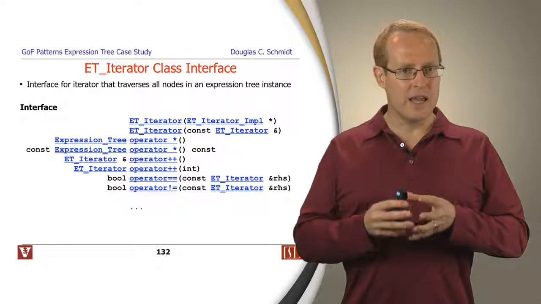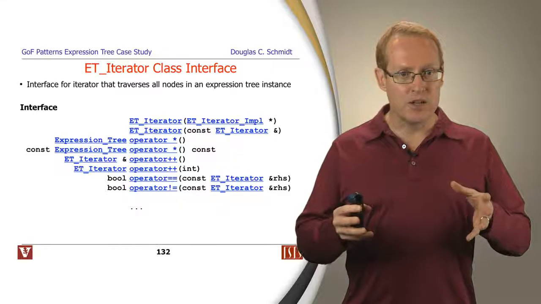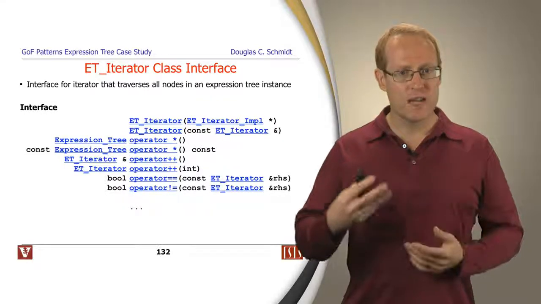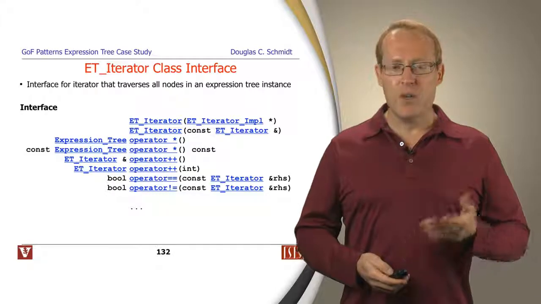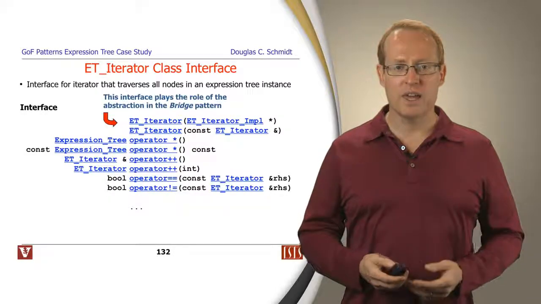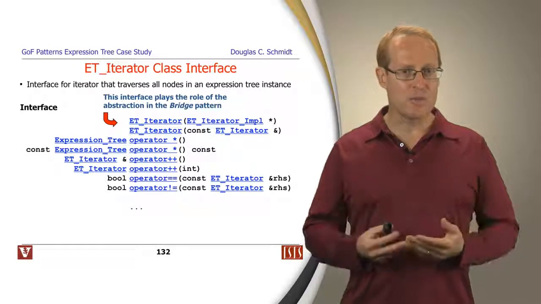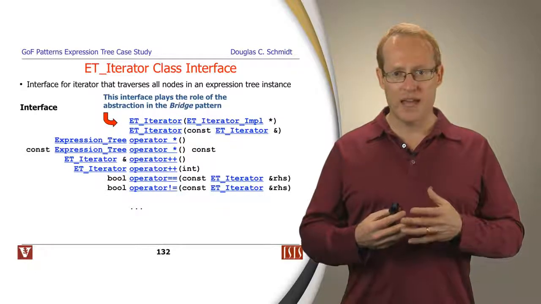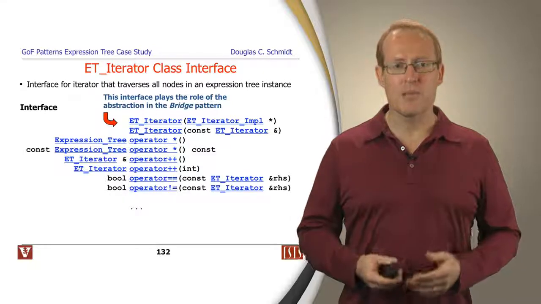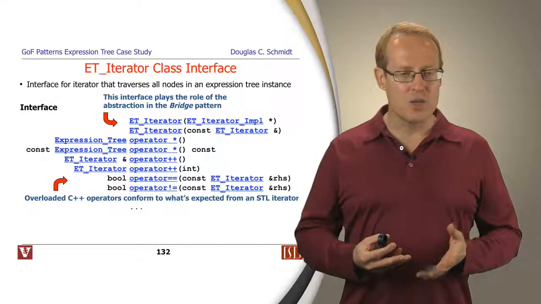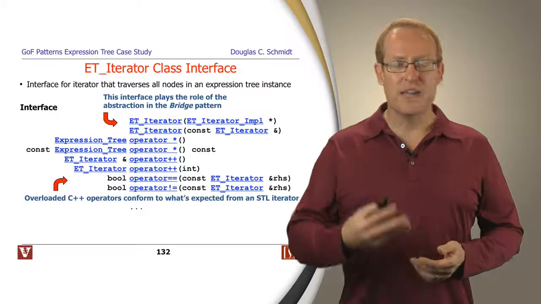Here is the interface portion, or the abstraction portion of the bridge pattern. It's called the ET, or expression tree iterator class interface. And what you can see here are some interesting things. First of all, this plays the role of the abstraction or the interface in the bridge pattern. So this is what will be used by our various STL algorithms. And it also defines all the various operations that you've come to expect from iterators in STL.